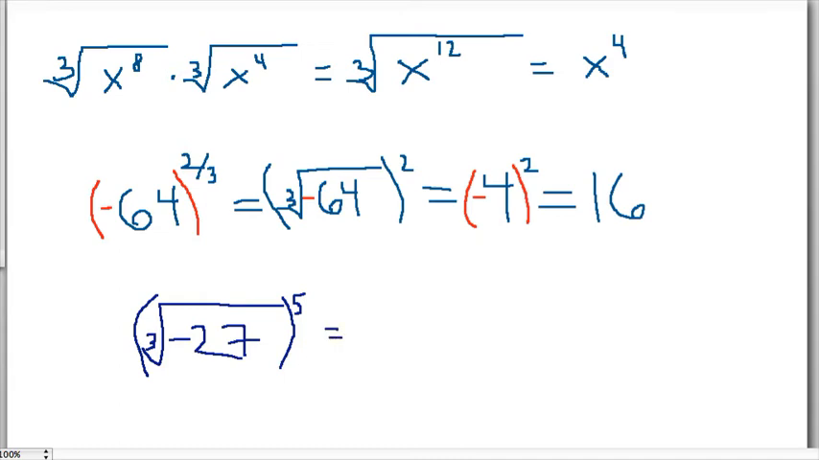So let's make this a number that doesn't work, like negative 37. You can't simplify that without a calculator. It's 37 prime. So this is negative 37, and then this is the power, the 5. And then the 3 goes in the denominator because it's the root.